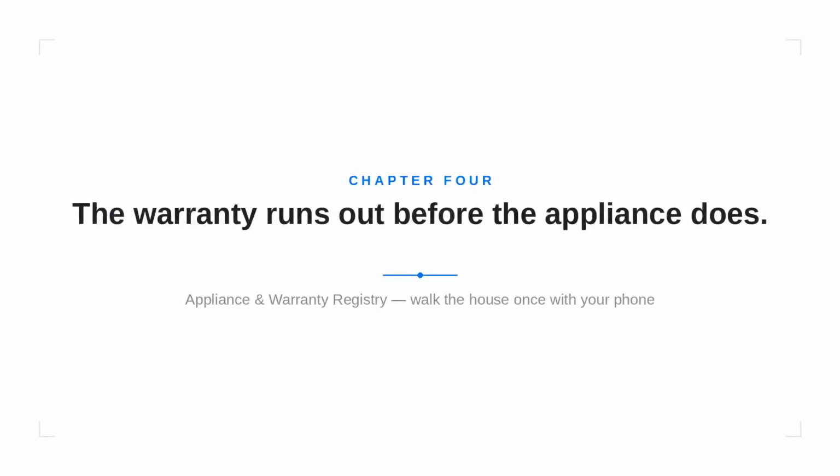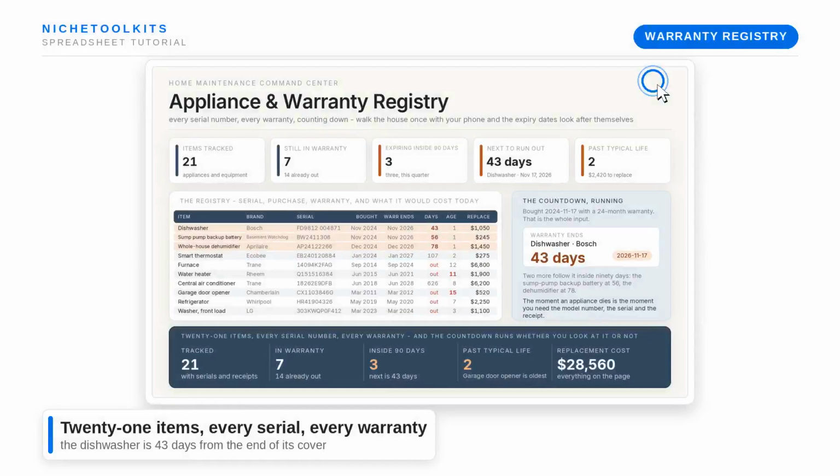Chapter 4. The registry, and the countdown that runs whether you look at it or not. You walk the house once with your phone and photograph the data plates. Brand, model, serial, where it is, what it cost, when you bought it, and the warranty in months. From the purchase date, and that one number the file works out the expiry date and the days left. 21 items here.